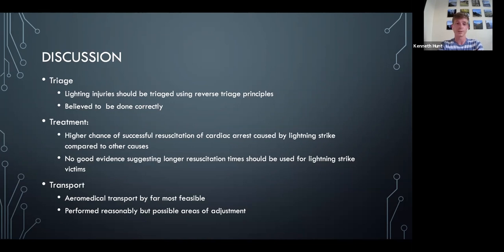So overall, the troop did this correctly, and the EMS as well, by putting efforts into resuscitating those 2, adult 1 and juvenile 3. So treatment: higher chance of successful resuscitation, as just mentioned, for cardiac arrest caused by lightning strike compared to other causes. But there's no good evidence to suggest longer resuscitation time should be used for lightning strike victims.